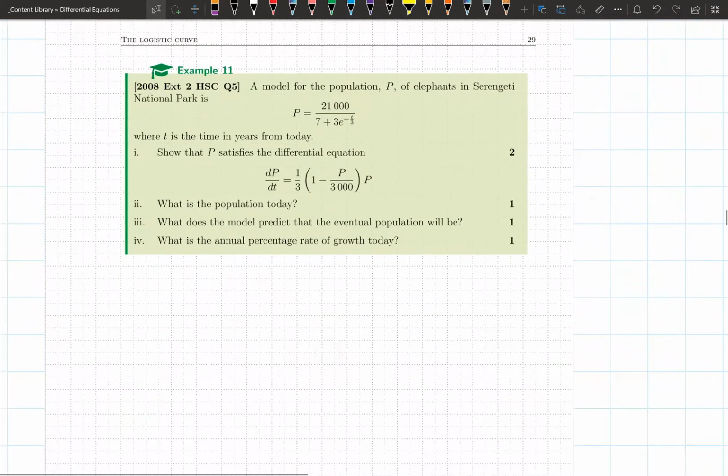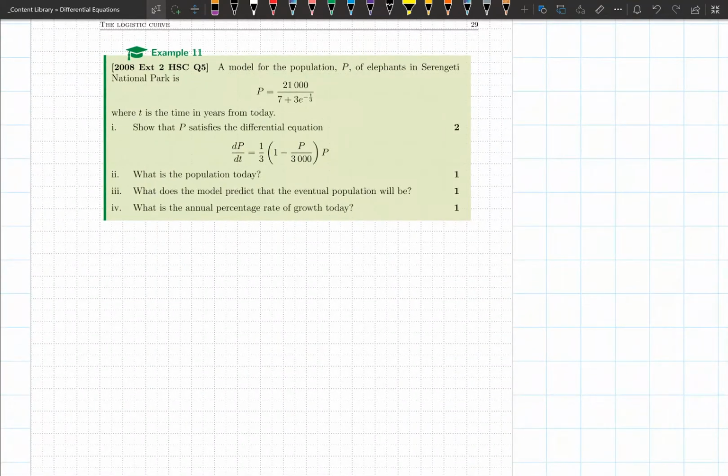Here, this is from an extension 2 paper. Even though it says extension 2, because of the new advanced course, they've actually put this style of question, a logistic curve question, in the extension 1 course, unfortunately. So, let's have a look.